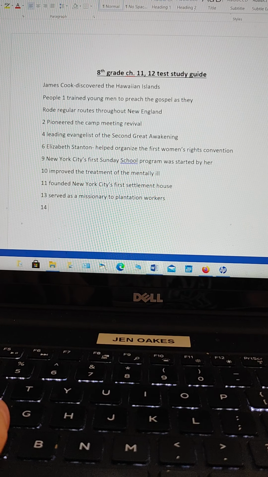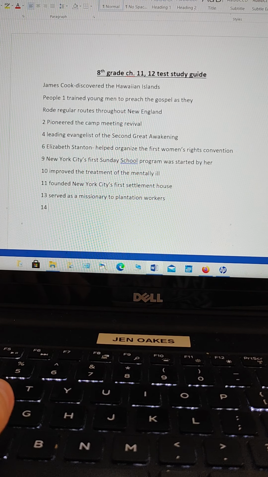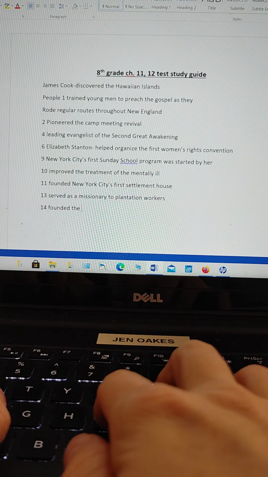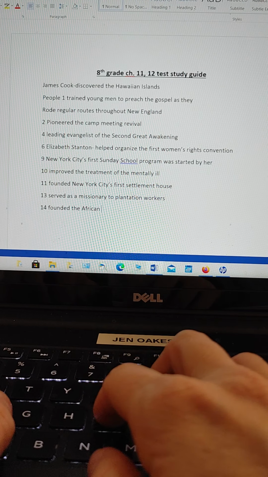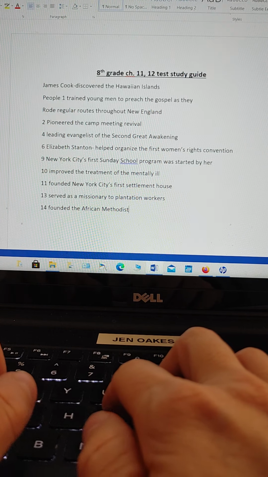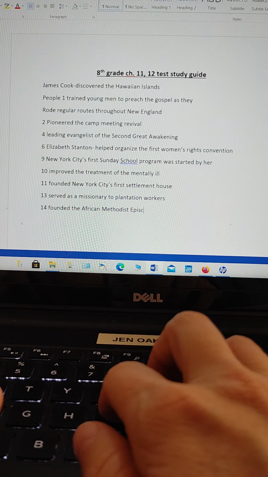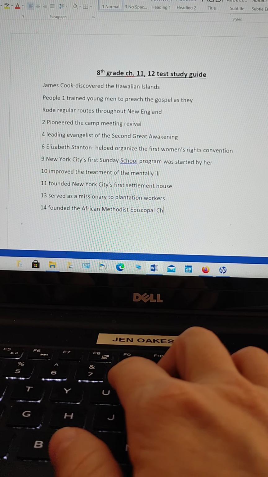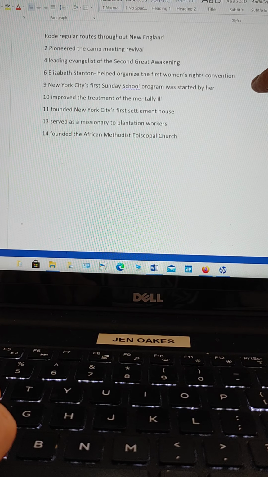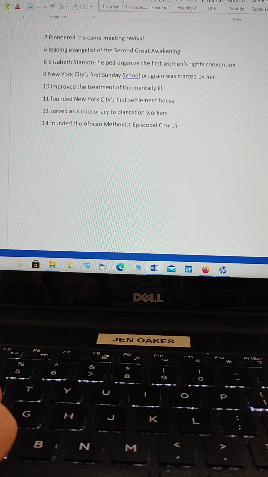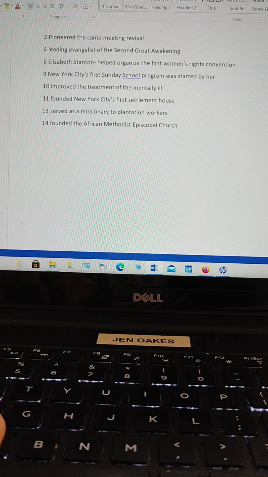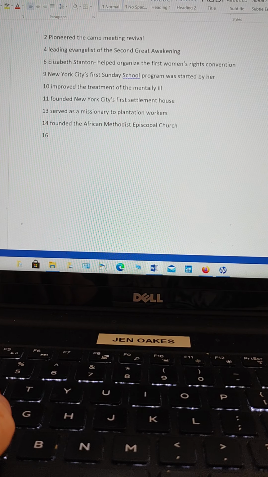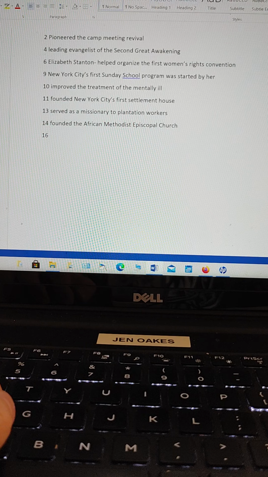14 is Richard Allen. He founded the African Methodist Episcopal Church. Scoot it up a little bit. 16. 16 is that guy.